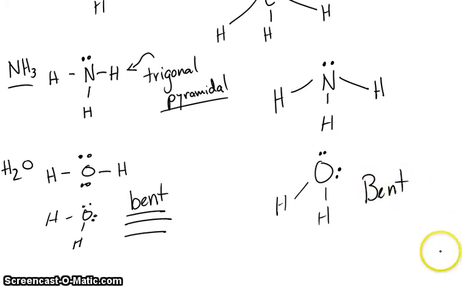You say to yourself, self, Mr. Walker already said bent once. Yes, there's kind of 2 kinds of bent. There's a bent based off the trigonal planar geometry, and there's a bent based off of tetrahedral geometry. Both of them produce a bent molecule.